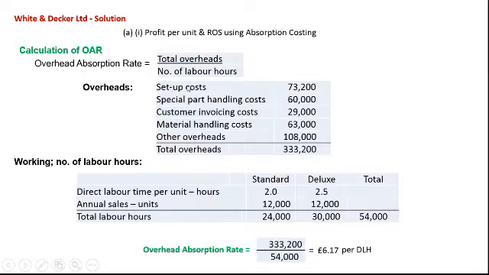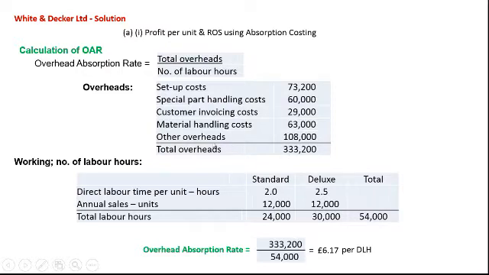So first, overheads. Now these overheads have been given in these categories: setup costs overhead, special part handling costs overhead, customer invoicing costs, material handling costs, and other overheads. So we have 5 categories of overheads, but we need the total overheads figure. So we just total them. Now these are in pounds. So we have a total overheads figure of 333,200 pounds.